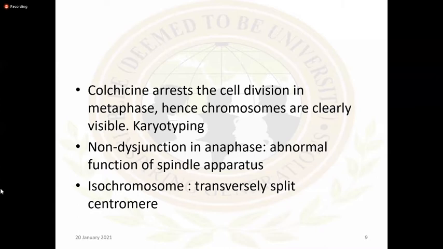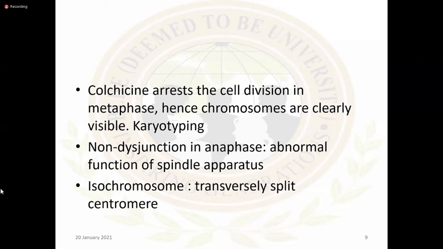Then second is, sometimes in many diseases, there could be extra number of chromosomes, or one chromosome is less in that individual, or it could be one, could be more. Clear? So why does that occur? Because there is abnormal function of the spindle apparatus. So when there is abnormal function of spindle apparatus, what happens is one chromosome fails to migrate to the opposite pole, right? So here we can see they are migrating to the opposite poles.